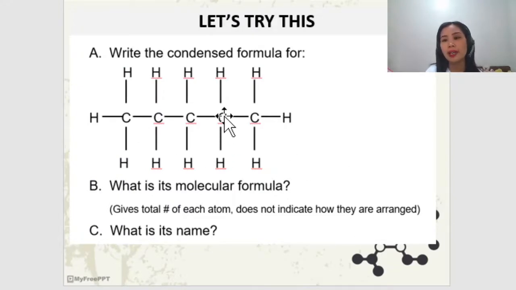Letter A, you have to write the condensed formula of this. It is not condensed, it is a kind of expanded formula. But this time, you have to convert it into a condensed formula and give the molecular formula and its name. Okay, so are you ready? Just 5 seconds. Please capture the screen as your guide. Ready for 5 seconds? Go!